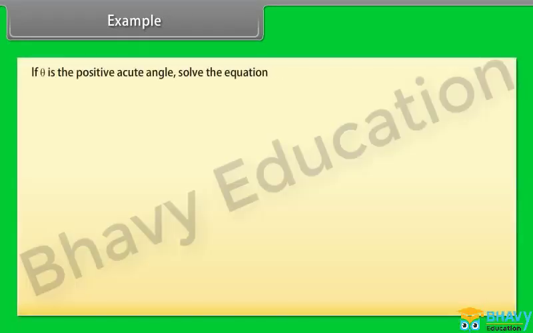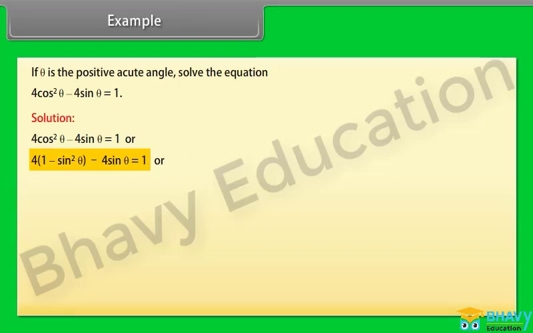Example. If θ is a positive acute angle, solve the equation 4 cos²θ - 4 sin θ = 1. Solution. 4 cos²θ - 4 sin θ = 1, or 4(1 - sin²θ) - 4 sin θ = 1, or 4 sin²θ + 4 sin θ - 3 = 0, which is a quadratic in sin θ.